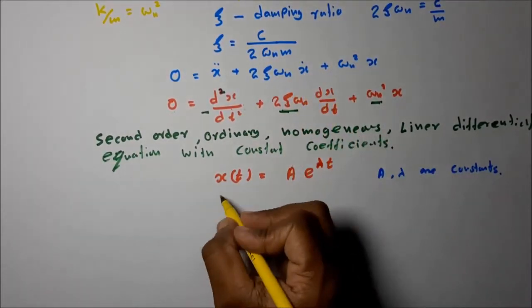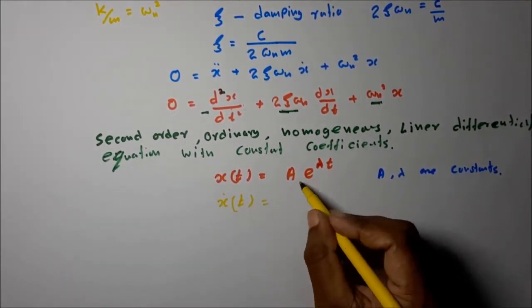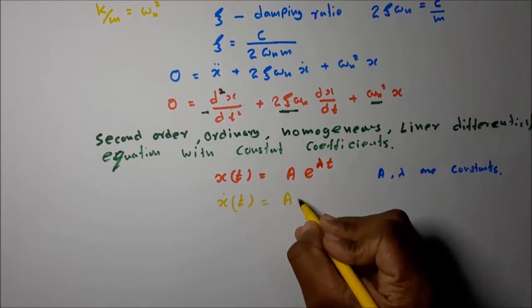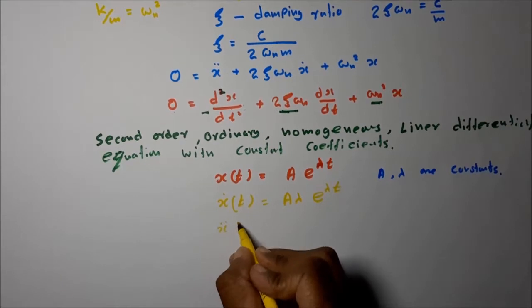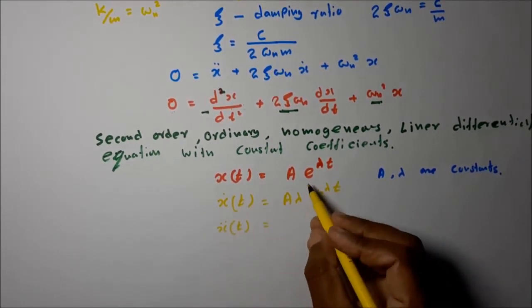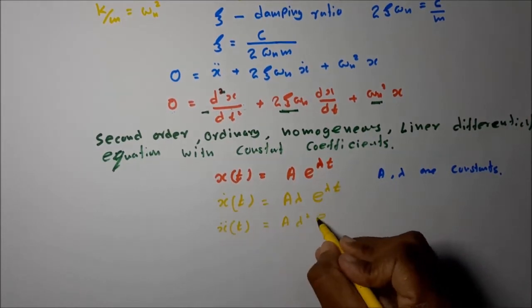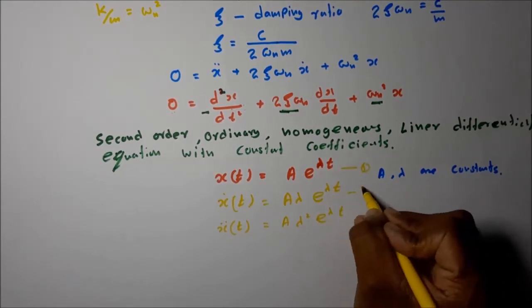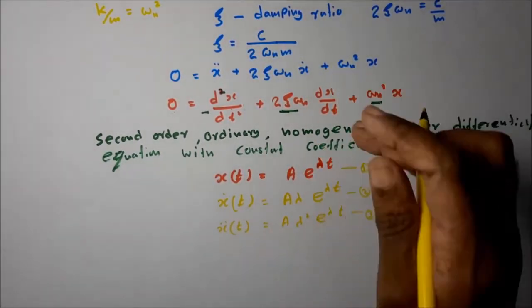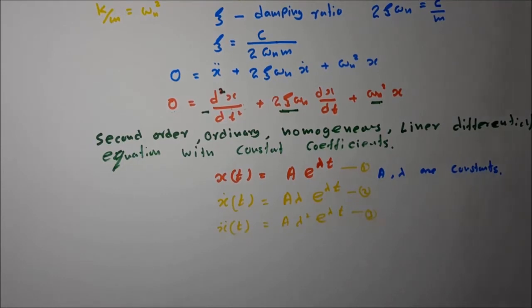Then x dot t. What is x dot t? What is the derivative of this term? A lambda e^(lambda t). x double dot t. What is x double dot t, the second derivative? A lambda square e^(lambda t). Then these three, 1, 2 and 3, I am going to put in this differential equation.